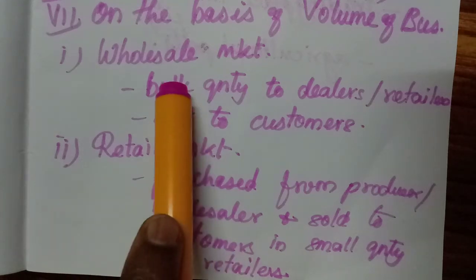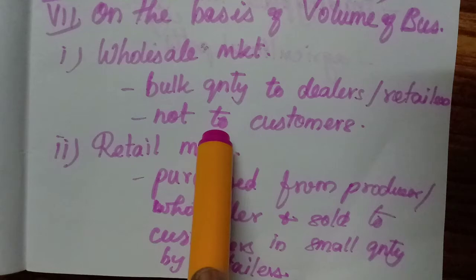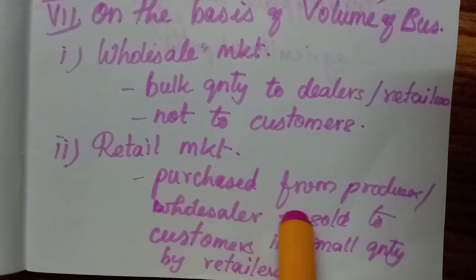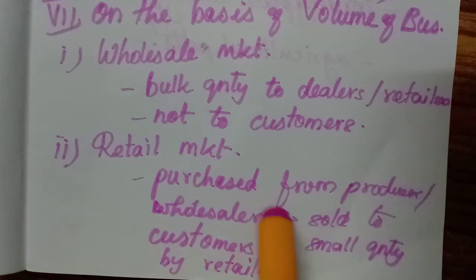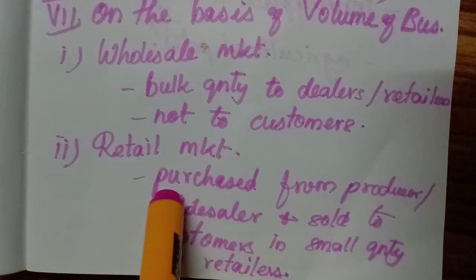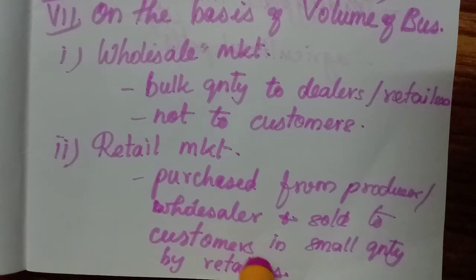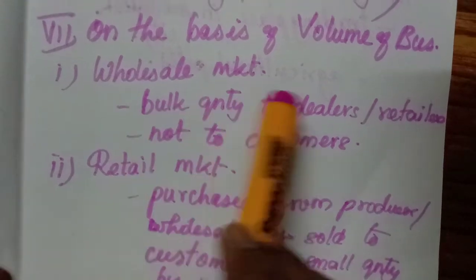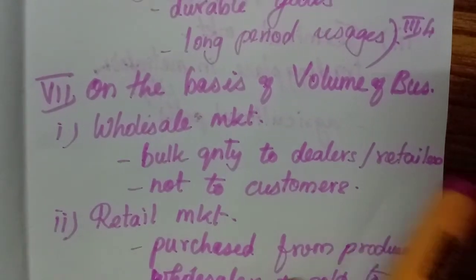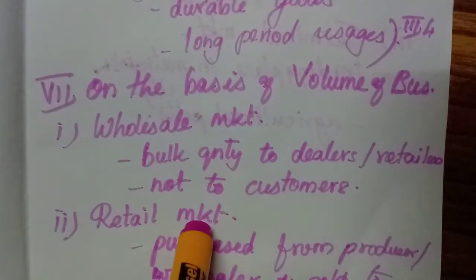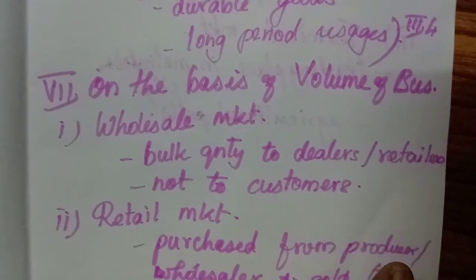Here they are selling to the customers. The retailers will purchase from the wholesalers or from the producers, and they will sell to the customers. Okay, on the basis of volume of business, it is divided into two: wholesale market and retail market.